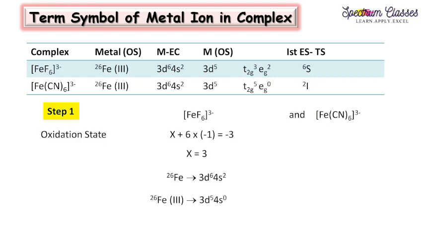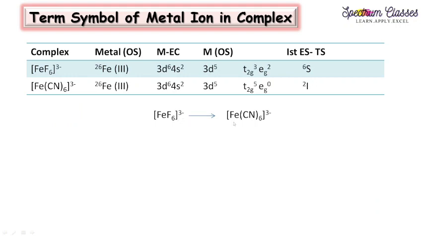Now step number 2, we have to write the electronic configuration. This is the electronic configuration of iron in the neutral, or zero, oxidation state. The simplest way to write this is 3d6 4s2. In the 3 oxidation state, we have to remove 3 electrons: 2 electrons from the 4s and 1 electron from the d orbital. So after removing 3 electrons, we are having 3d5 and 4s0. In case of coordination compounds, it is not the case.